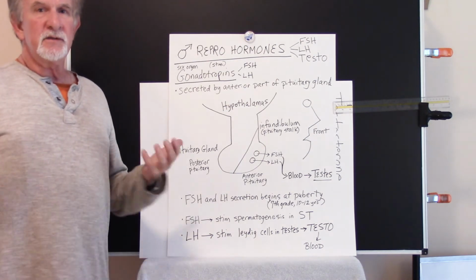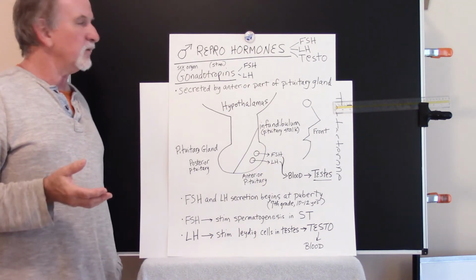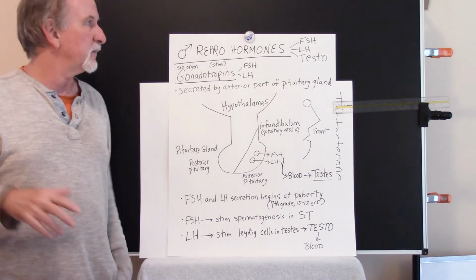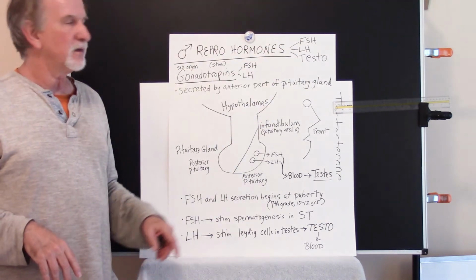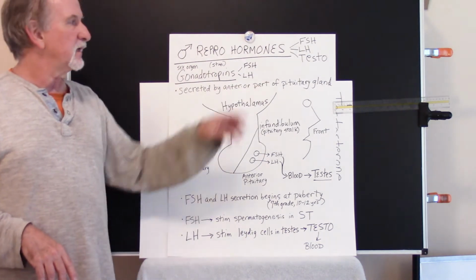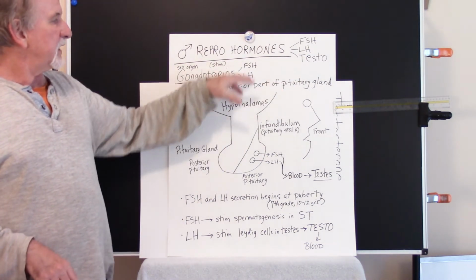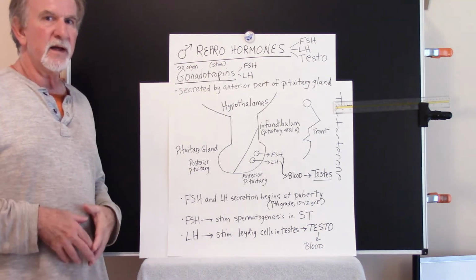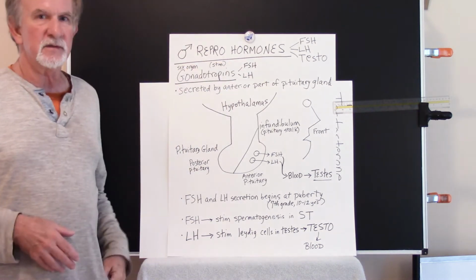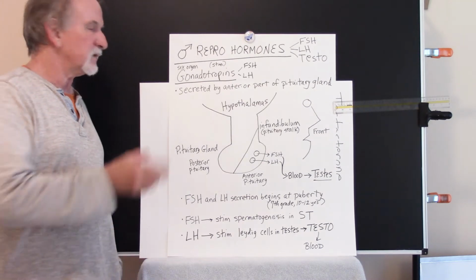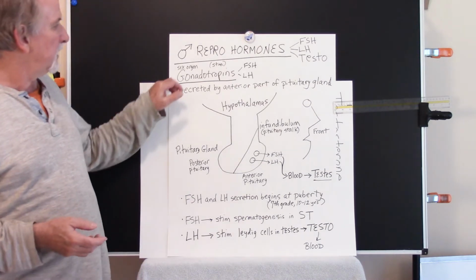So we're going to move on and talk about the male reproductive hormones. There are 3 of these hormones that I'll talk about: FSH, LH, and testosterone. FSH and LH together are known as gonadotropins. So there are the gonadotropin hormones, FSH and LH.